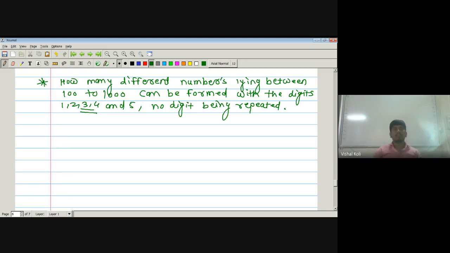That is, numbers of the form 144 or 255 are not possible, since we have to take all 3 digits distinct. We need to count how many such numbers lie between 100 and 1000 by taking these 3 digits from the 5 digits.